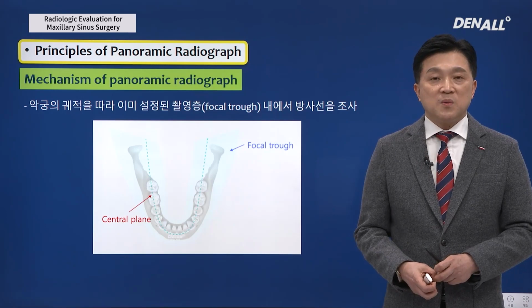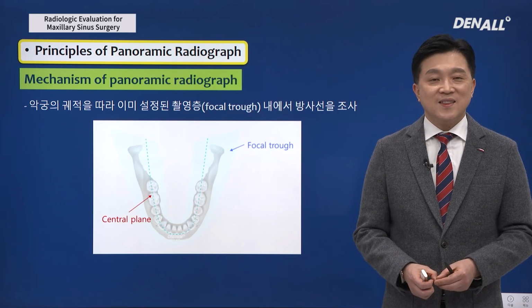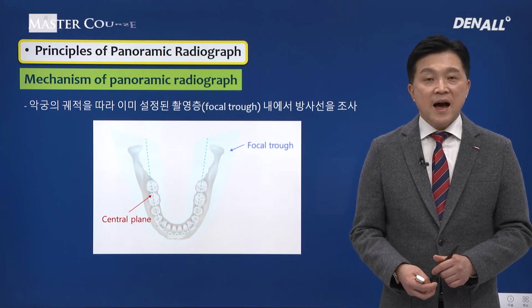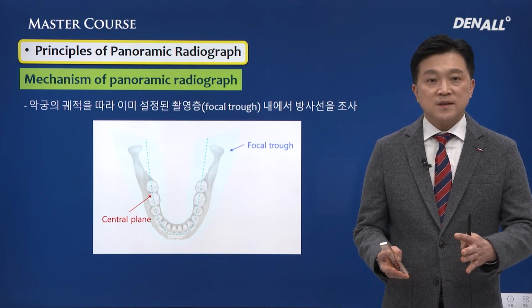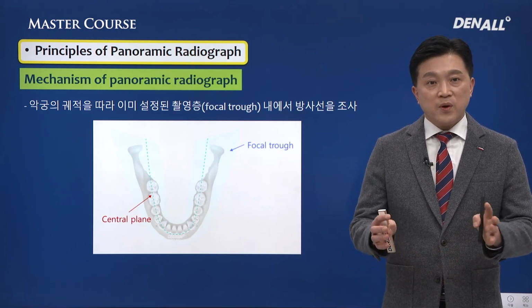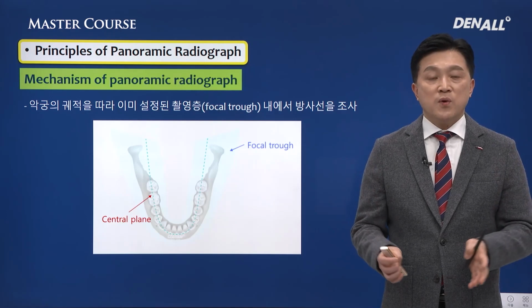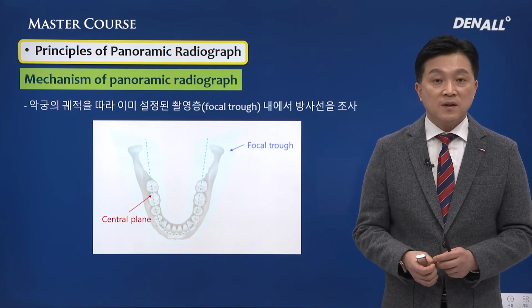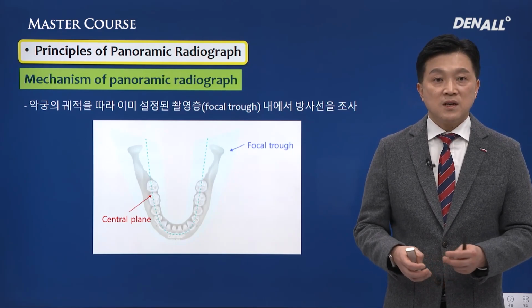Let's take a closer look at panoramic images. I think it's tough to talk about periapical images here. Panoramic images involve radiation within the established focal trough along the trajectory of the dental arch. Within the focal trough, the images can be gained. This is an X-ray image that can be gained in this way.